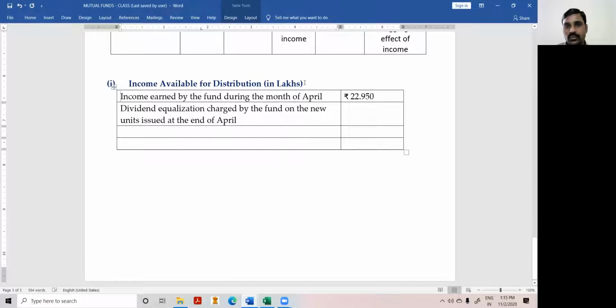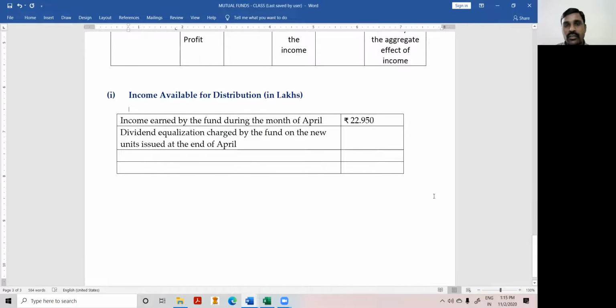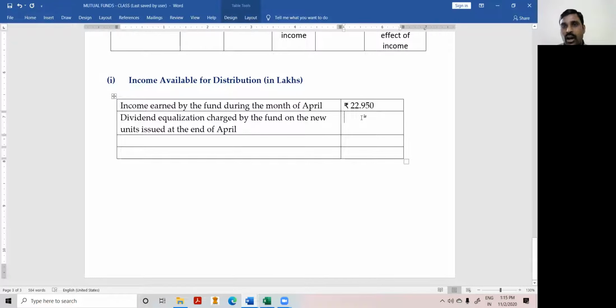Next, income earned by the fund at the end of April, dividend equalization charged by the fund on the new units issued at the end of April. So how much is the charge? This is the question mark. How much to be charged from the new unit holders? This is the important point.